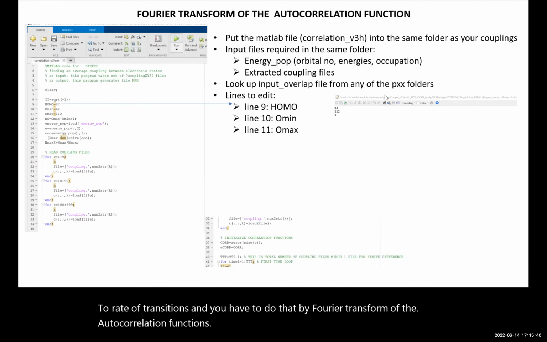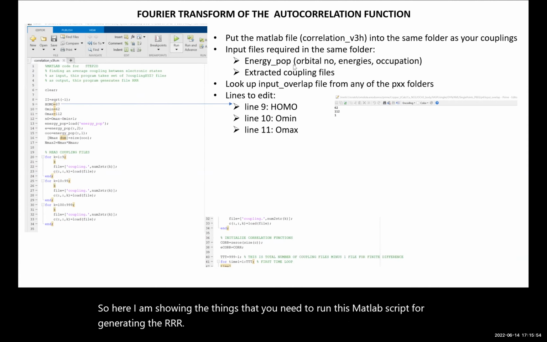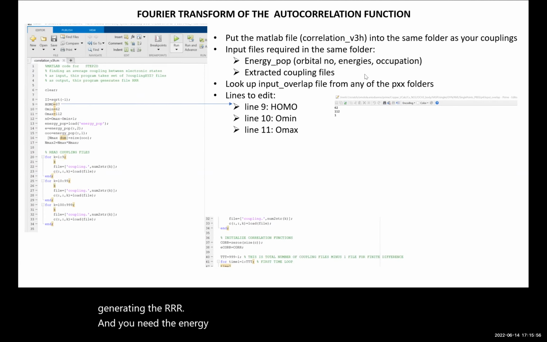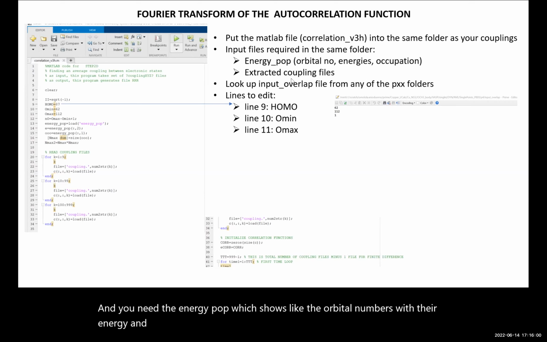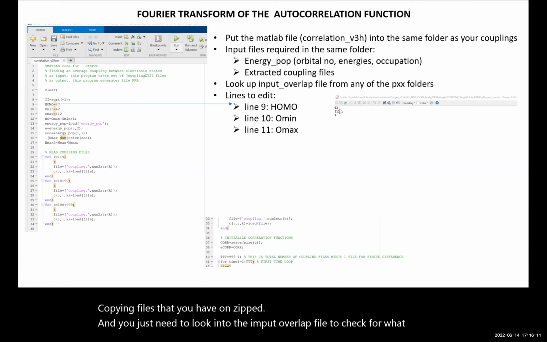So here I am showing the things that you need to run this MATLAB script for generating the RIJLM. You need the energy pop, which shows the orbital numbers with their energy and occupation. Then you need the coupling files that you have unzipped. And you just need to look into the input overlap file to check for what your O-min and O-max is.